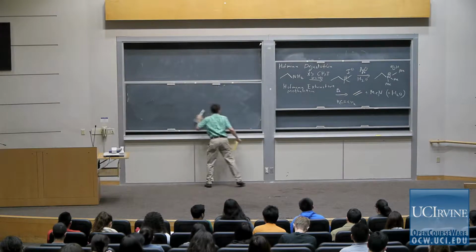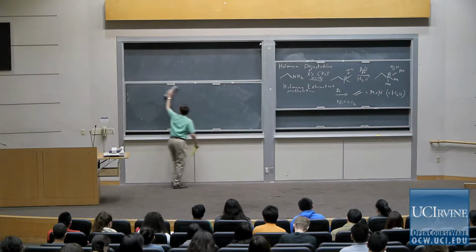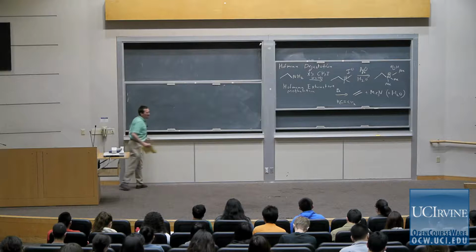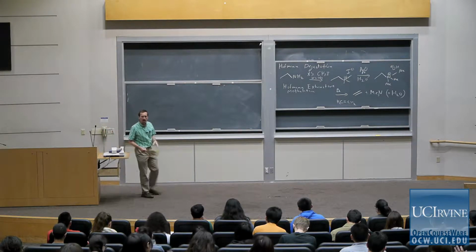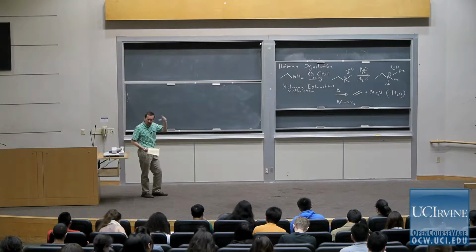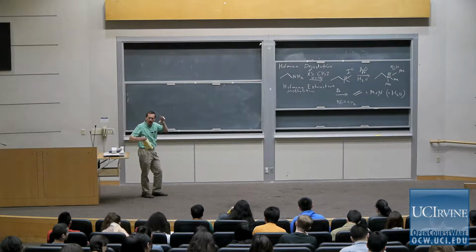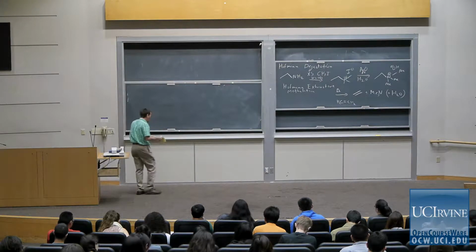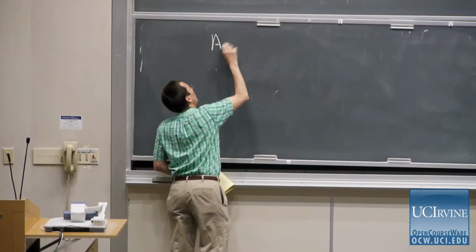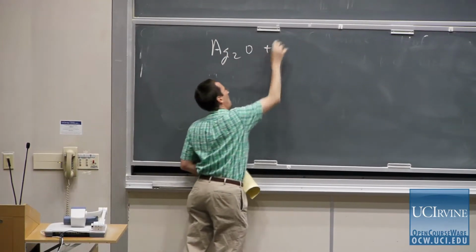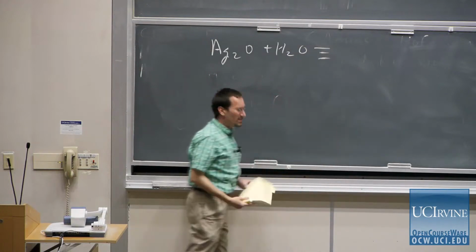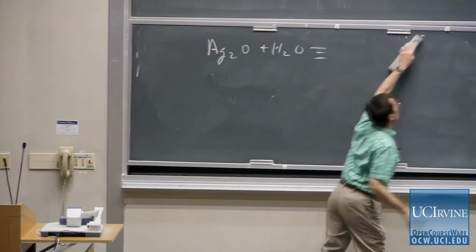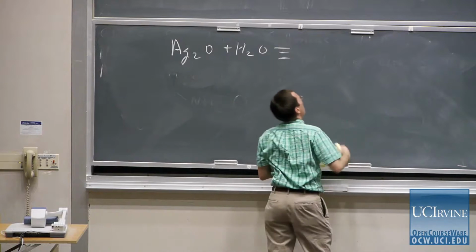So in water, a lot of metal oxides are basically in equilibrium or equivalent to the hydroxide. You can think of an oxide as a hydroxide without water. What do I mean? You can think of it as silver oxide plus H2O is in equilibrium with 2 molecules of silver hydroxide.